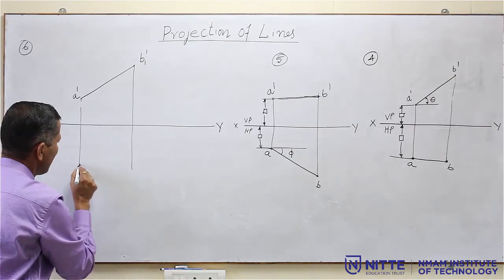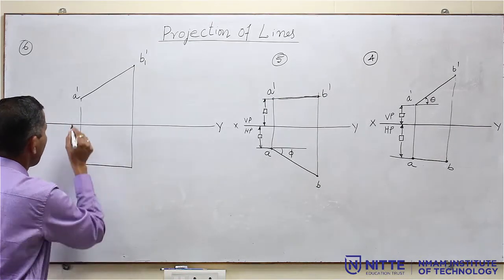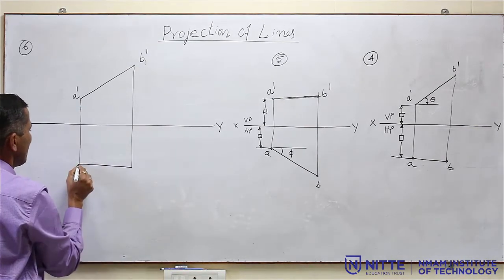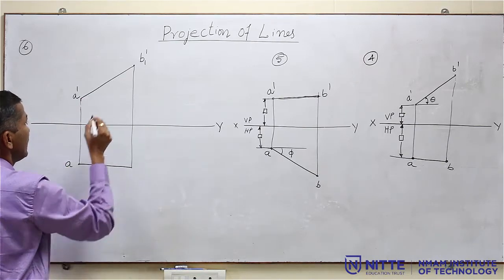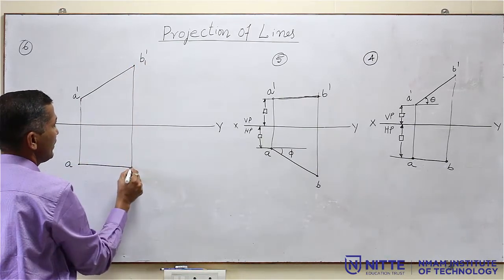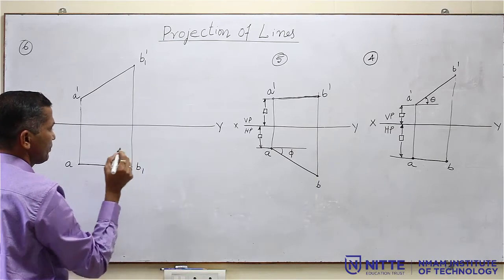Project it here and draw this. What is this? This is A dash. Then what is this point? This is A. This is B1 dash. Then what is this point? This becomes B1.